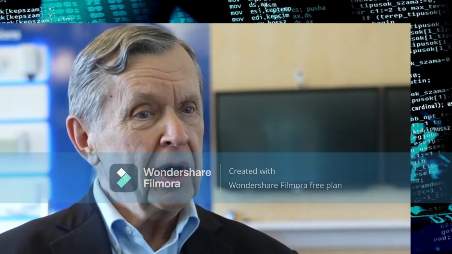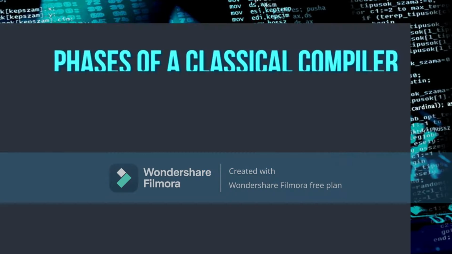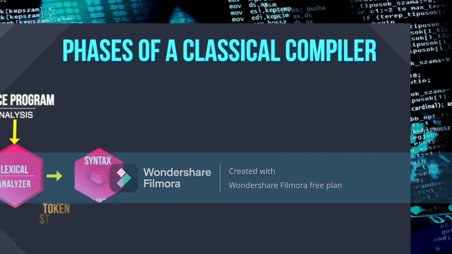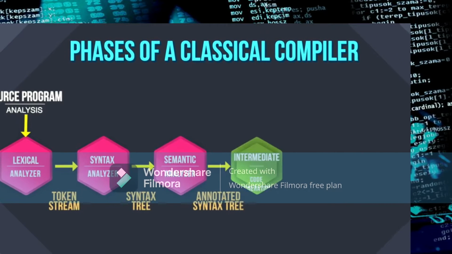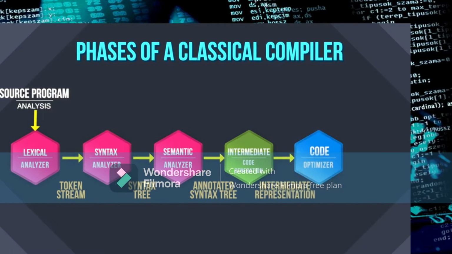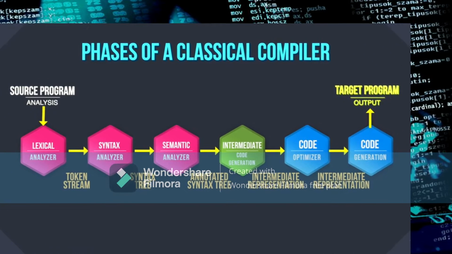If we look at a compiler, it really consists of a front end where you do analysis of the source program, lexical analysis, syntax analysis, semantic analysis, and map it into some kind of intermediate representation. Then you have a back end that maps the intermediate representation into code that can be executed by the underlying computer.